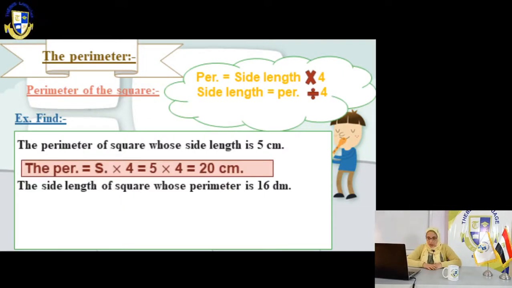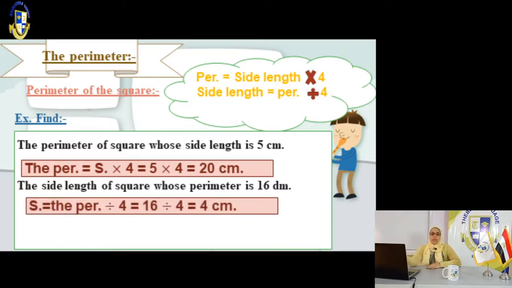Another exercise. The side length of a square whose perimeter is, it means equals, 16. Which is given, perimeter or side? The perimeter is given, so the perimeter equals 16. Now we must get the side. What is the rule of the side length of the square? Excellent. Perimeter divided by 4. The perimeter here is 16. 16 divided by 4 equals 4 decimeters. Okay.